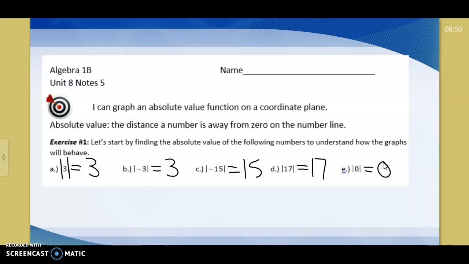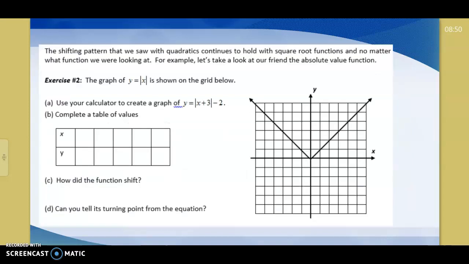Okay? Again, any questions or comments, make sure you type them into the chat. But this one seems to be pretty self-explanatory.